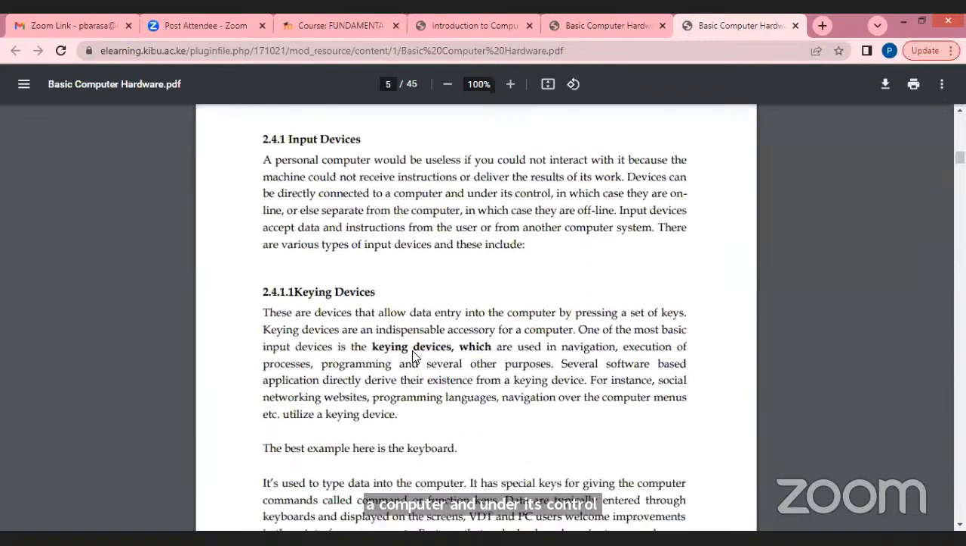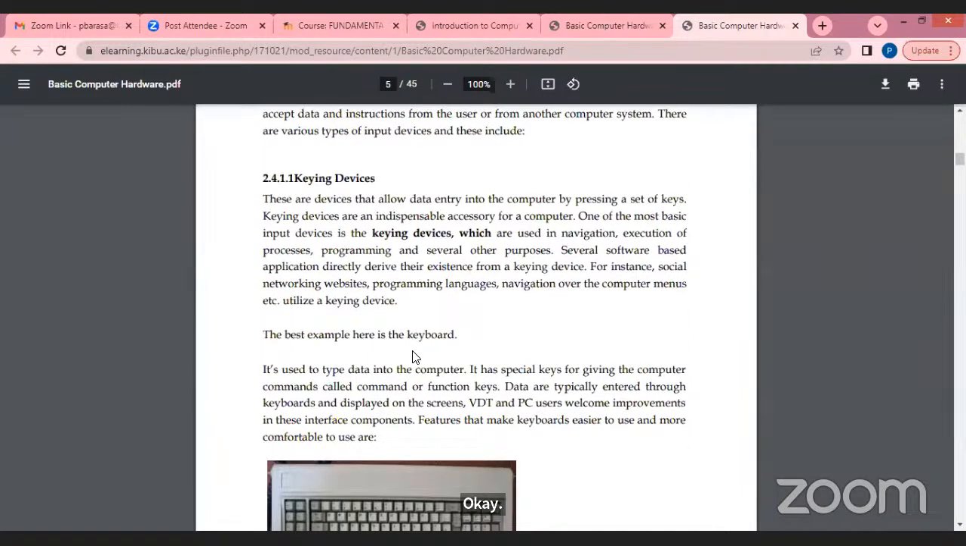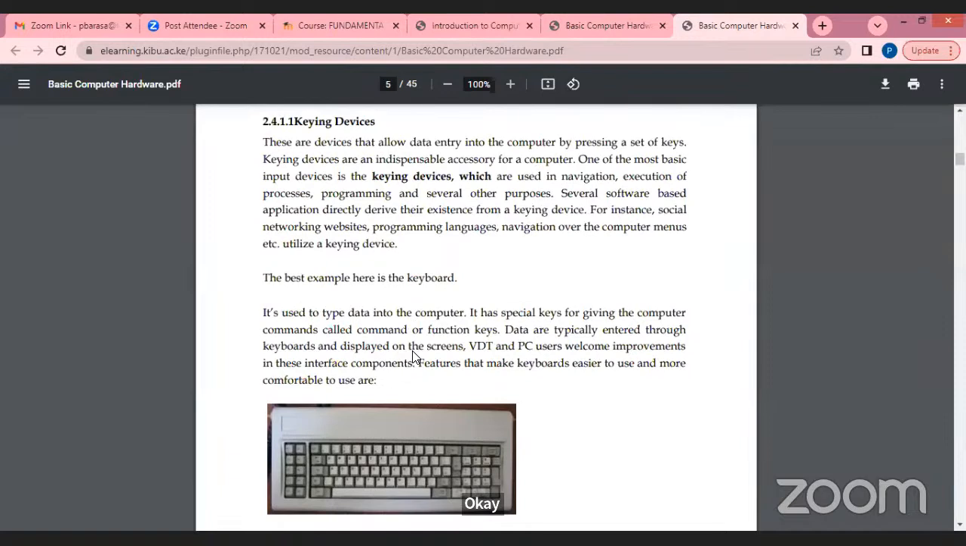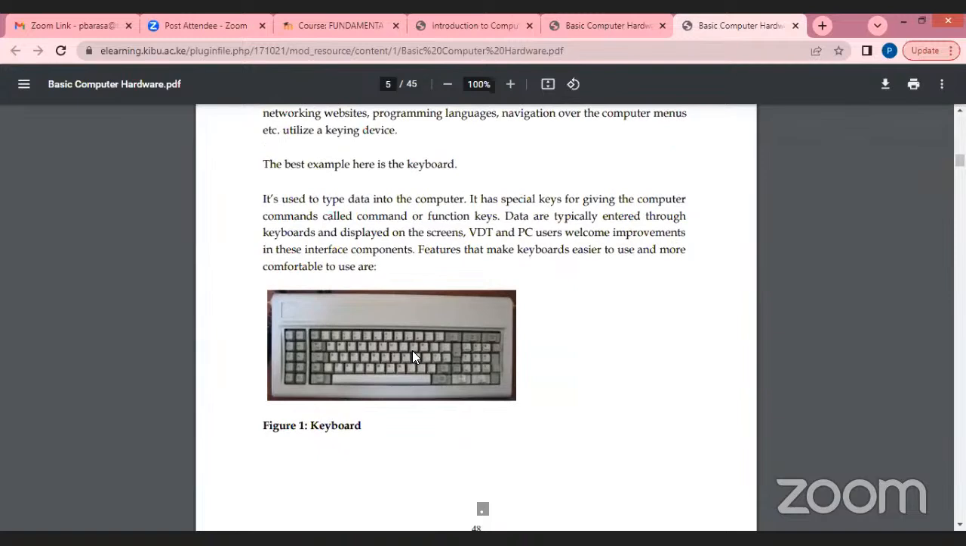There are various types of input devices, and these include the keying devices. These are devices that allow direct entry into the computer by pressing a set of keys. Keying devices are an indispensable accessory for a computer. One of the most basic input devices is the keying device, used for navigation, execution of processes, programming, and several other purposes. Several software-based applications directly derive their existence from keying devices, for instance social networking websites, programming languages, and navigation over the computer menus. They all utilize a keying device.